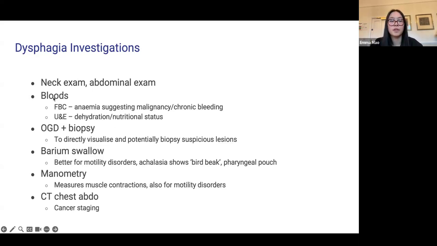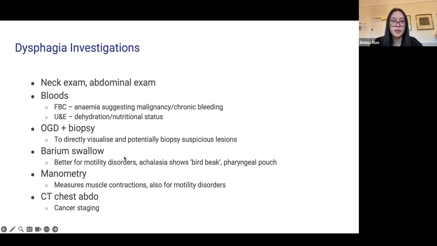And then some bloods you could do. A full blood count is important to rule out anemia. And then using U&Es, you can assess their dehydration or nutritional status. I find with OSCEs, they sometimes ask what investigations you want to do, and it's useful to think about why you'd want to do them. It helps you remember, and they might ask you, like, why would you do a U&E?